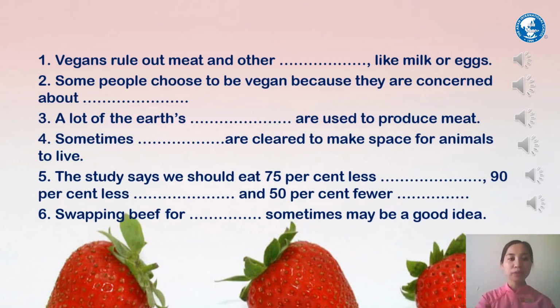For example, number 1, vegans rule out meat and other blank like milk or eggs. Milk and eggs are 2 nouns. Therefore, a noun or a noun phrase must be put in this blank so that it can be paralleled to the other 2 products. Listen.